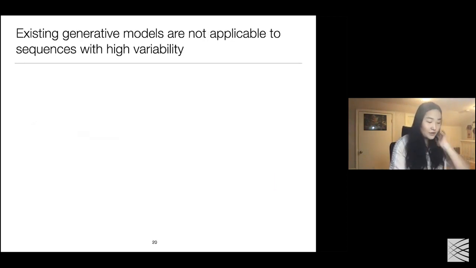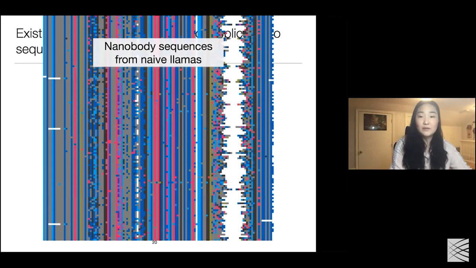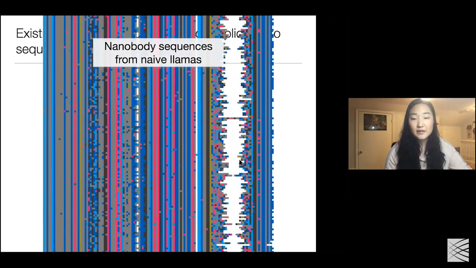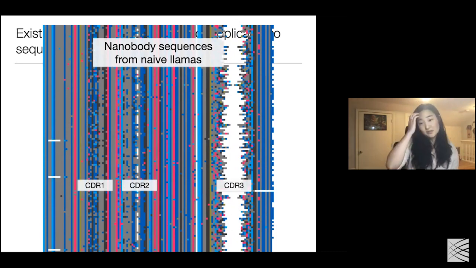And the reason is as follows. Existing generative models aren't applicable to sequences with high variability. And what I mean by high variability is this. Nanobody sequences from naive llamas look like this. And if you can see here in this section of the sequence, which is the CDR3 region, and to a lesser degree the CDRs 1 and 2, these regions are highly diverse in both length and residue composition. So while you can construct an alignment of these sequences, the alignment where the CDR3 lies is actually not that meaningful because it's very difficult to align these highly variable sequences.